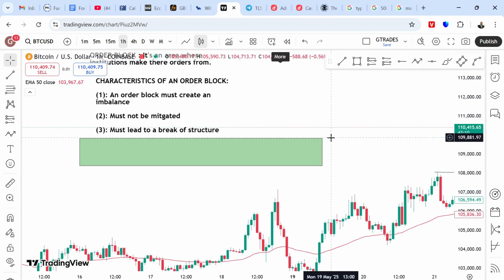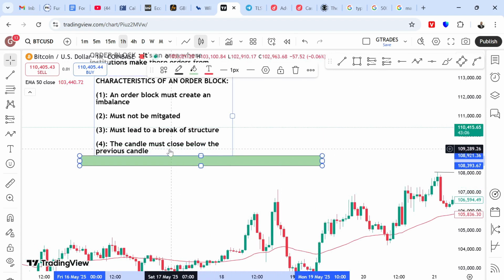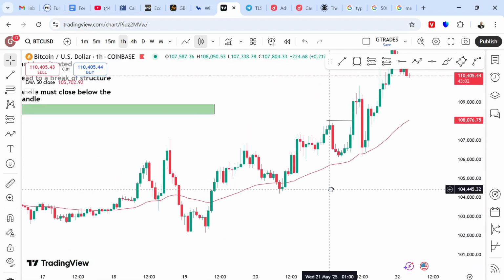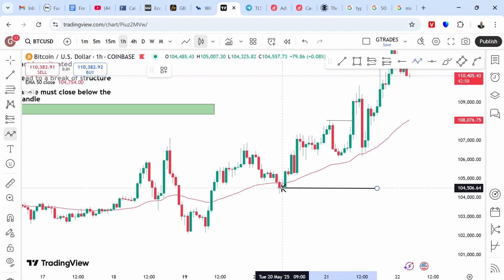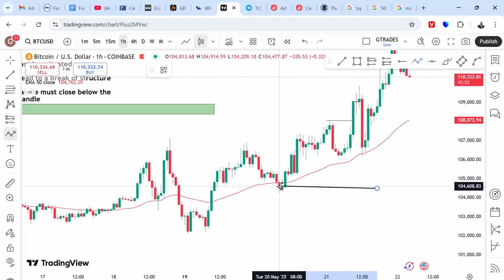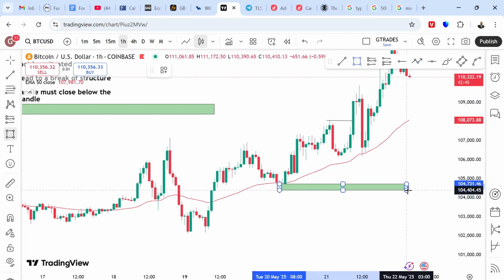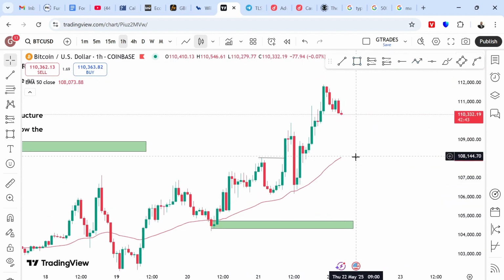Now, the number 4th way you can identify an order block is the candle must close below the previous candle. If you look here, this candle closed below this candle, right? Now this candle closed below here, you can see. Now what you want to do is draw this zone out, right? And if price comes in the nearest future, such a thing is going to happen.